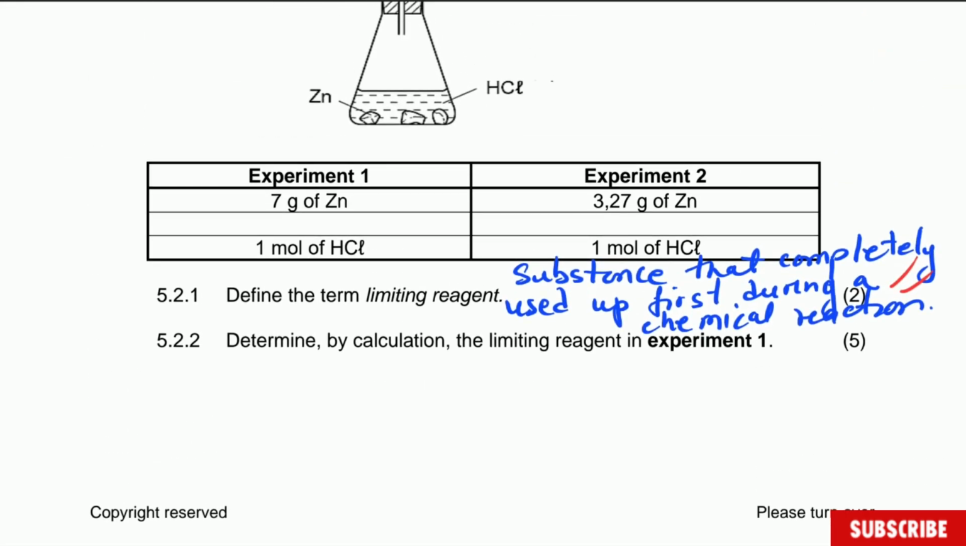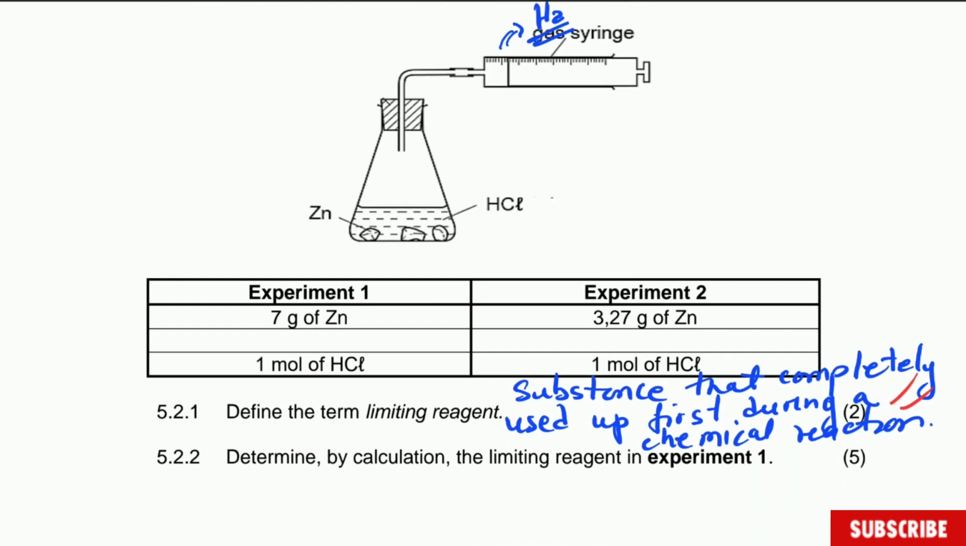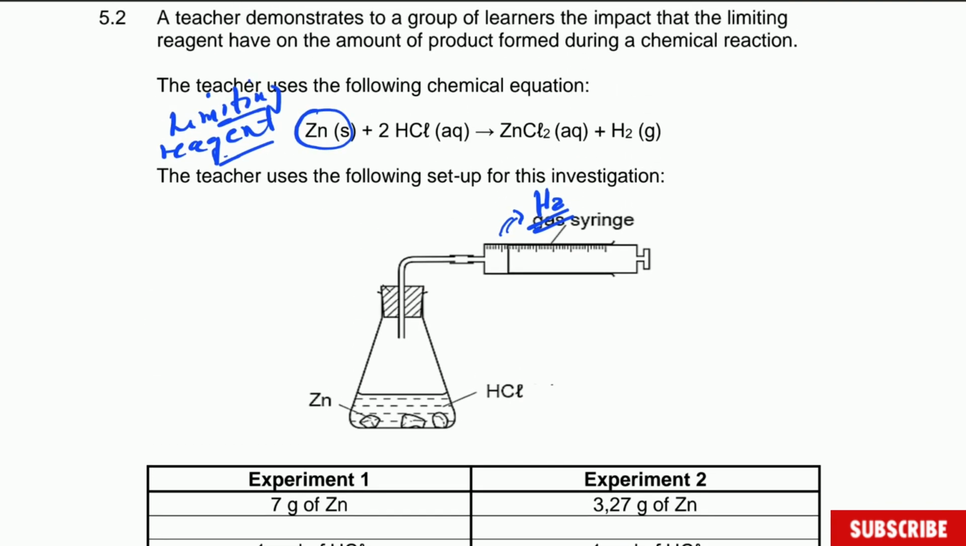Determine by calculation the limiting reagent in experiment 1. Well, they say determine by calculation, so we cannot assume that zinc is the limiting reagent, even though in the experiment they're using different amounts. Okay, so let's do the calculations to determine the limiting reagent. And this is very simple. This is question 5.2.2.